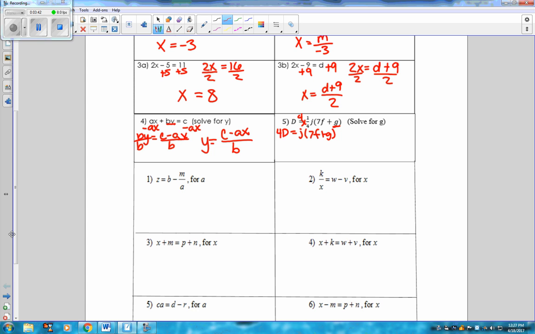Now I have to get rid of the j, because I have to isolate what's in parentheses first. To get rid of the j, I have to divide by j. So now I have 4d divided by j equals 7f plus g. Subtract 7f from both sides so that I get g equals 4d divided by j minus 7f.